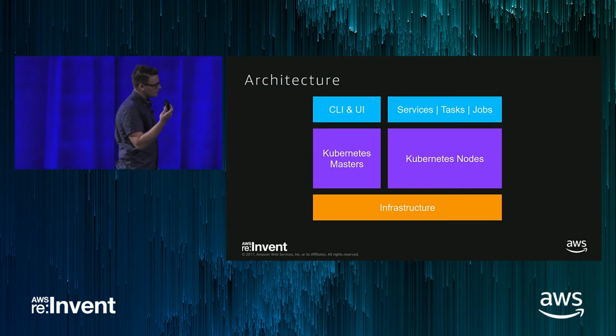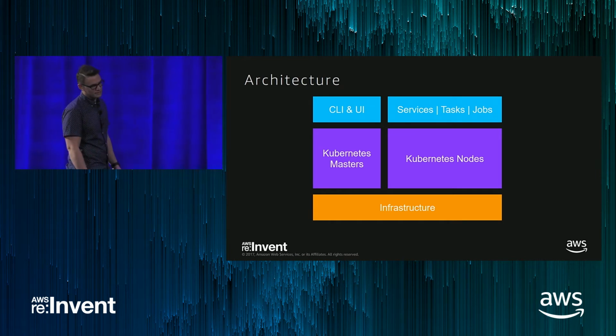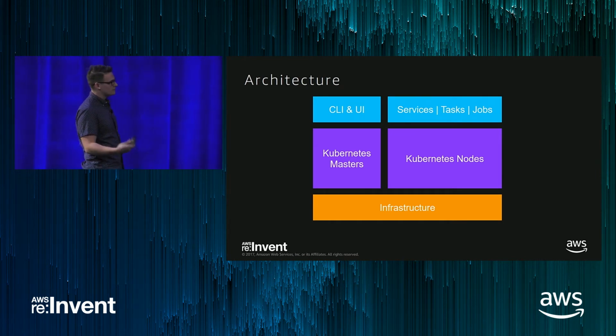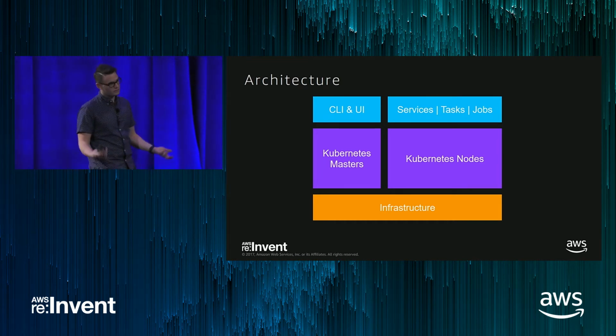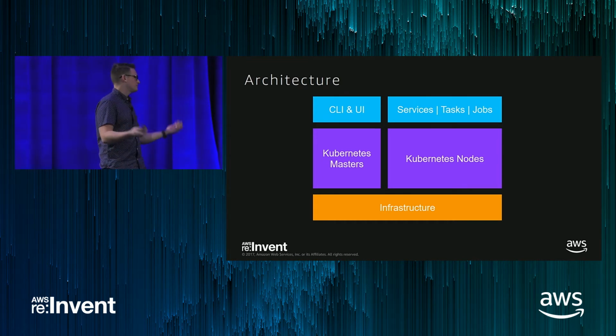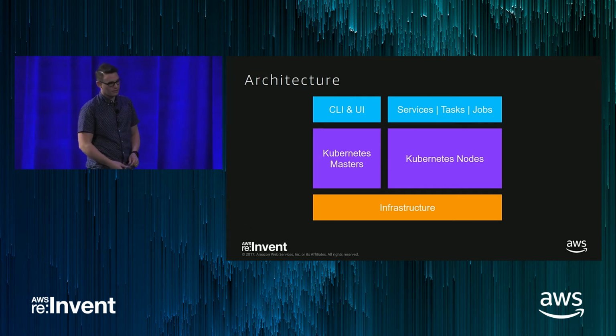So architecture-wise, if you break it down to the core basics, this is it. You basically have a CLI. If you deploy the dashboard, you've got a dashboard on there. If you don't need that, you just basically have a Swagger API that you're interfacing with.